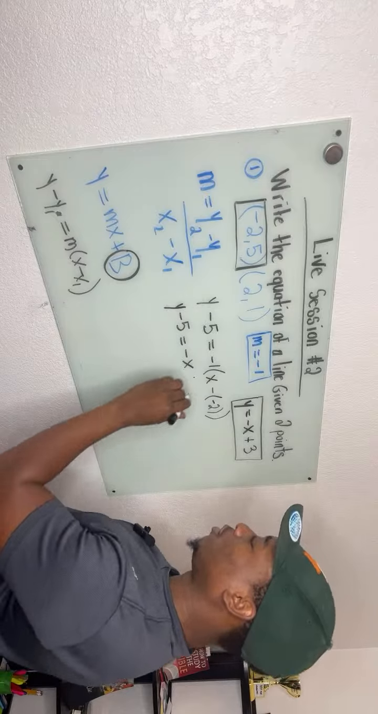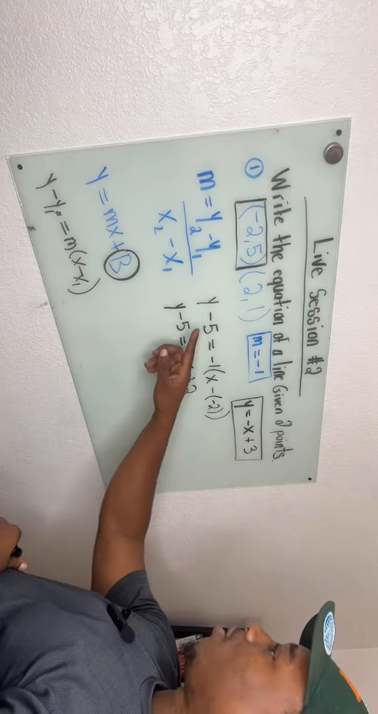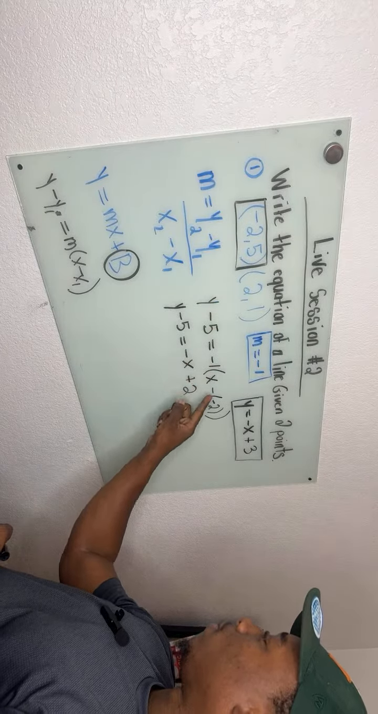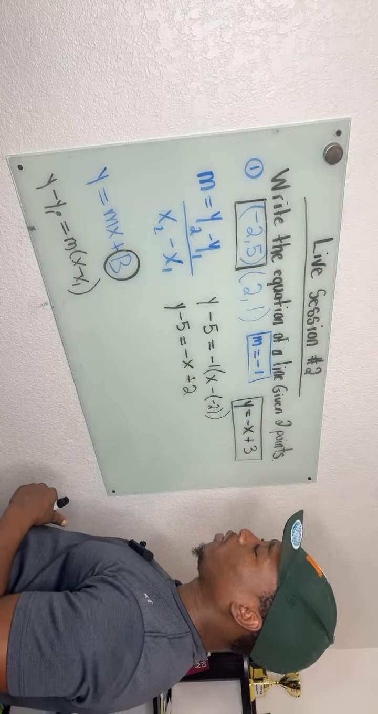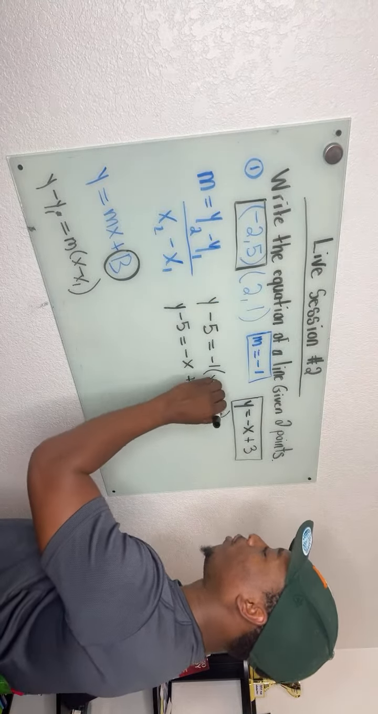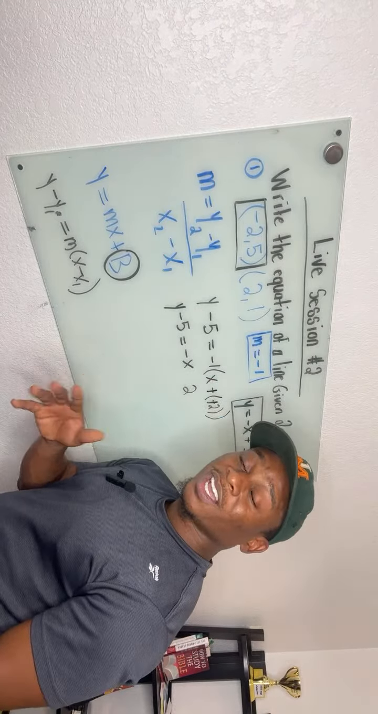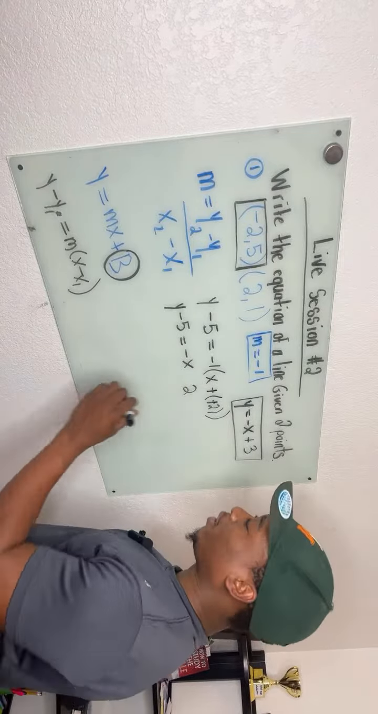Let's see, plus 2. Let's make sure we got this right. Yeah, I think that's right. Okay, here we go. This turns positive. That was my mistake, guys.